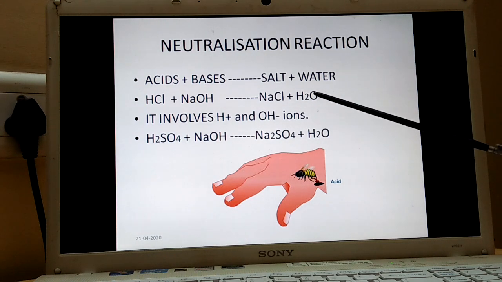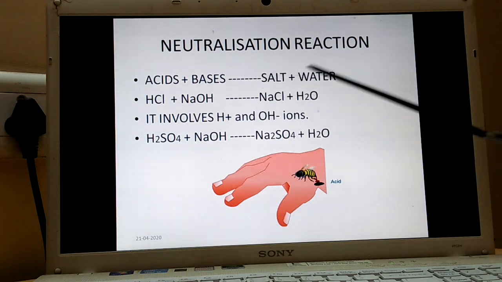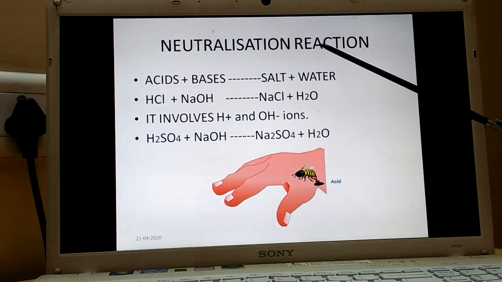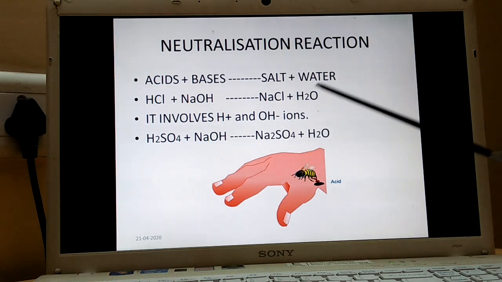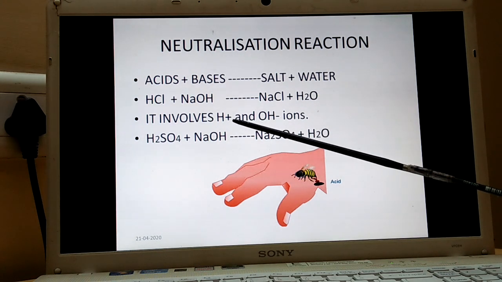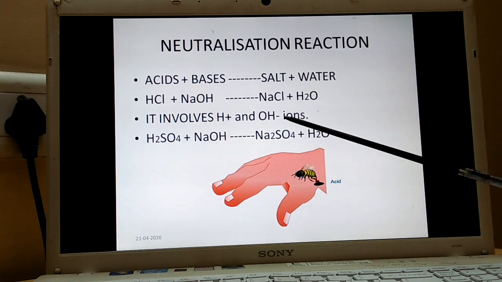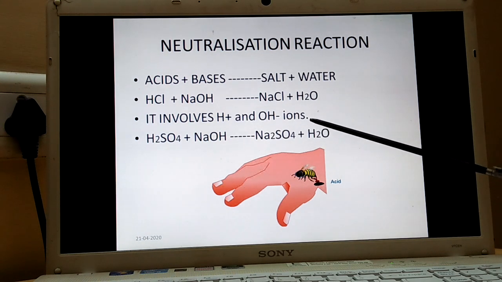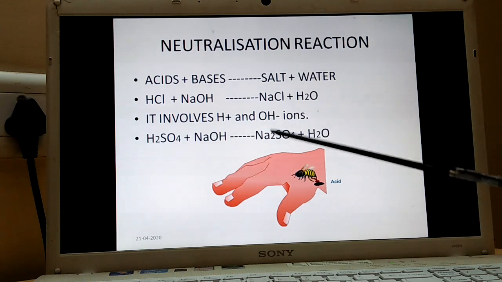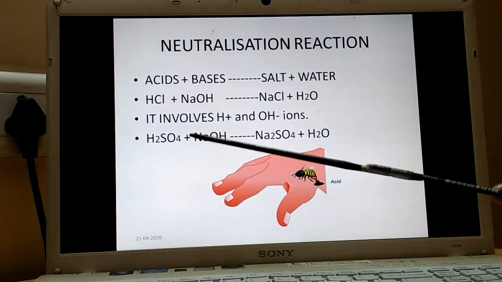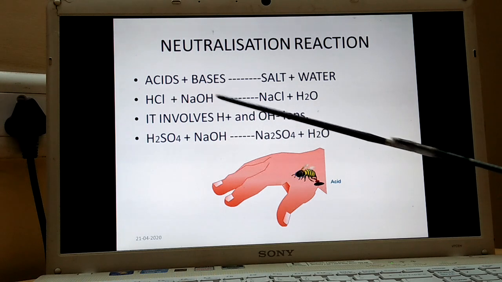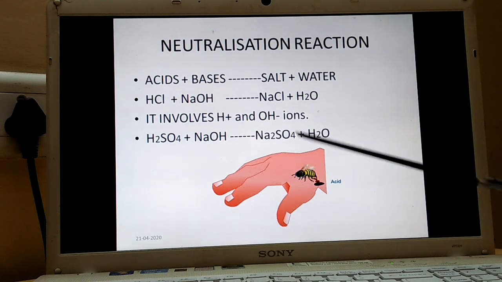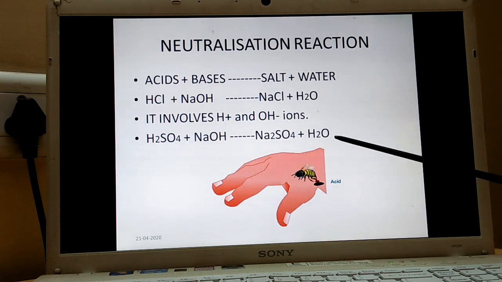Now, this reaction between an acid and a base is always known as a neutralization reaction because it involves H plus ions of acid and OH minus ions of base. Second reaction, again I have taken another acid, sulfuric acid, made to react with sodium hydroxide. The compound formed is sodium sulfate plus water.